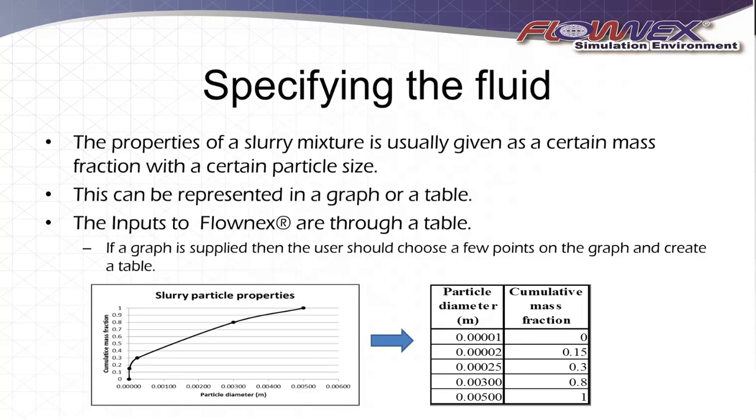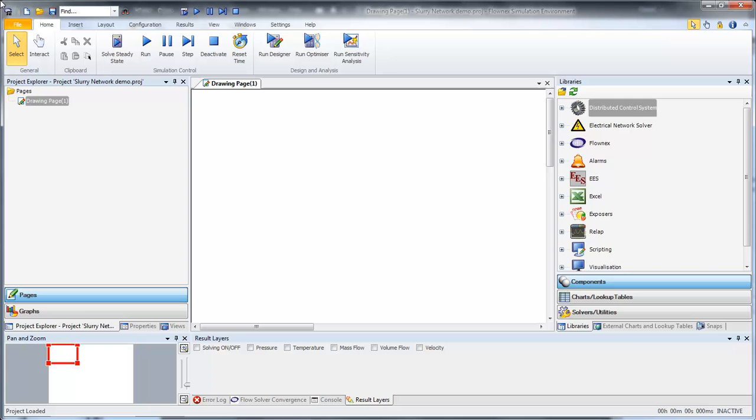Firstly, we will begin by creating a new fluid. It is important that we know the properties of the fluid. The datasheet of a slurry mixture can either be in a graphical form or a table. Flownex uses a table as input, and the user will have to create it from the graph if that is the only available information. What you can see here is the graphical user interface of Flownex with a new project already created.